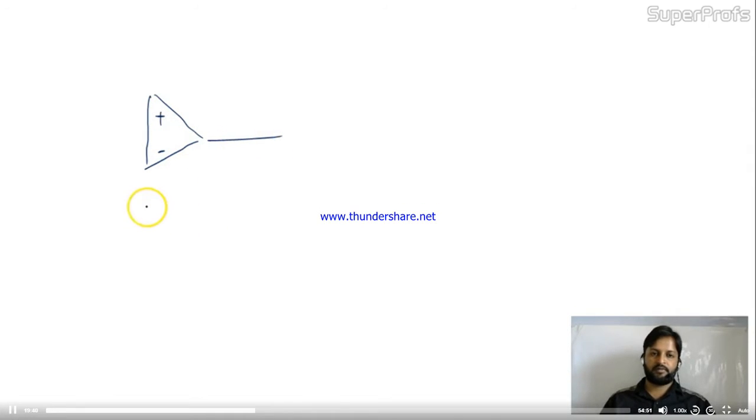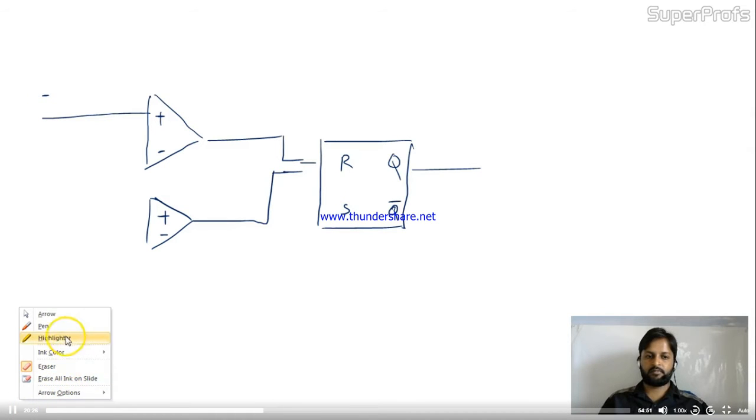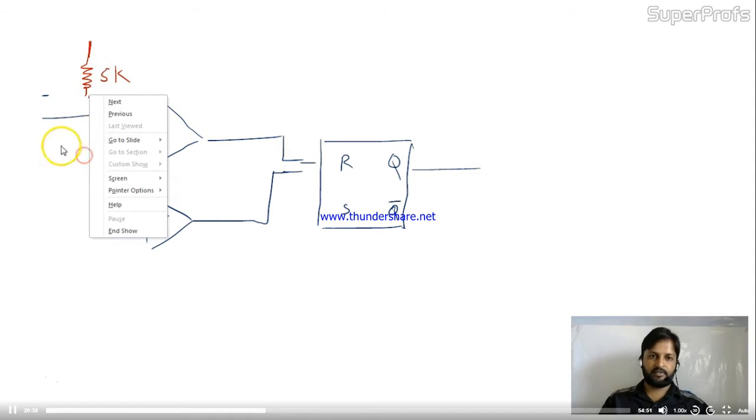Plus, minus, here also a 2-stage circuit. The output of this circuit will feed to an RS flip-flop. This is Q, this is Q bar over here, and it is connected into the circuit. Now this is your threshold over here. Three 5K resistors are connected in series. That's why we are calling it the 555 timer.